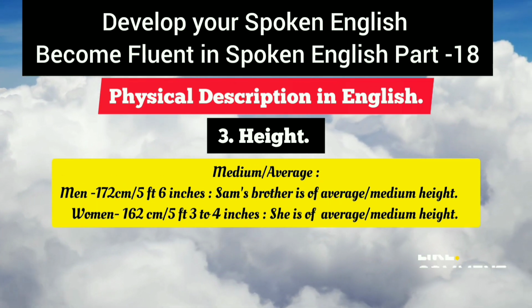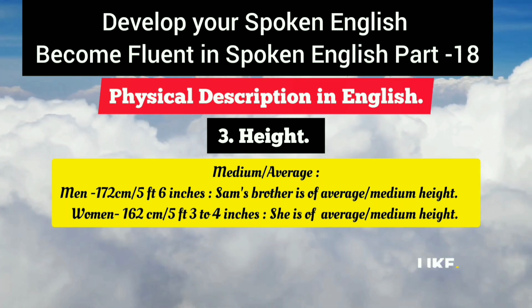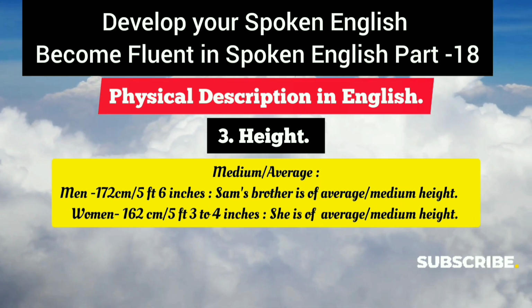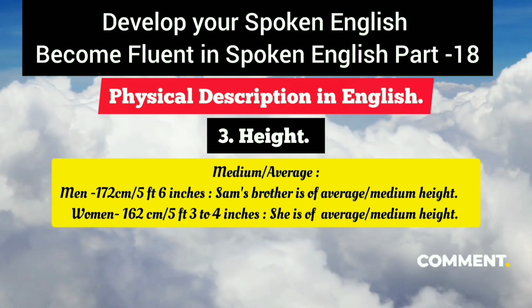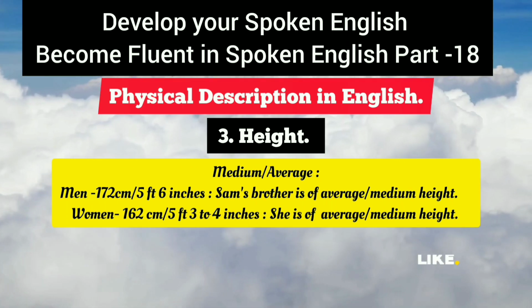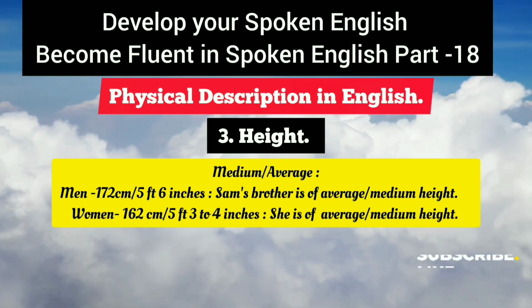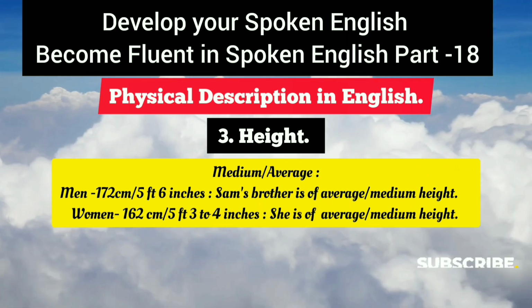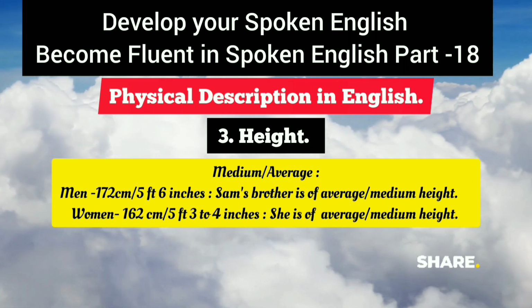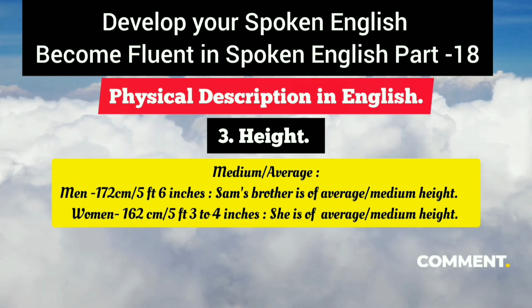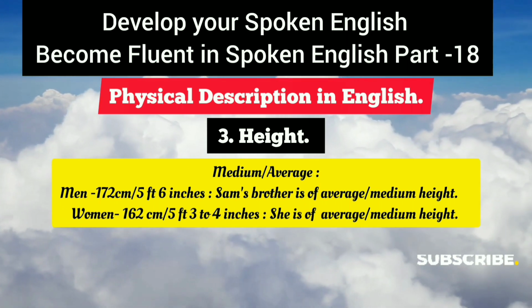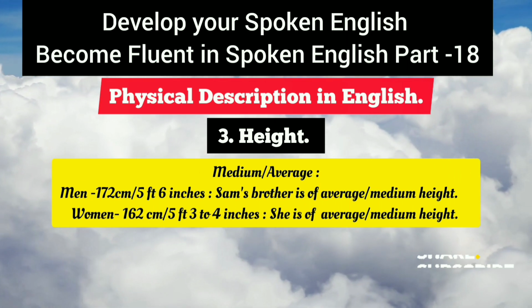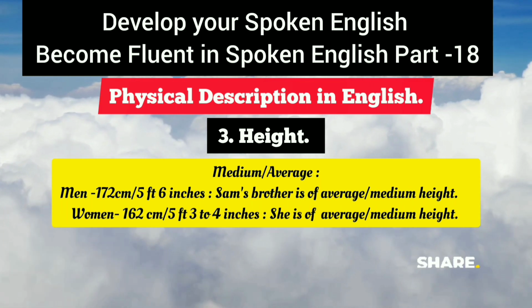And in case of women, if a lady is around 162 centimeters or somewhere around 5 feet 3 or 4 inches, we can say she is of average or medium height. So I'm quite sure it's crystal clear how to describe someone's height if someone is medium or average. And I hope you understood this category, whom to call of average height or medium height. So up next, the last category is short.